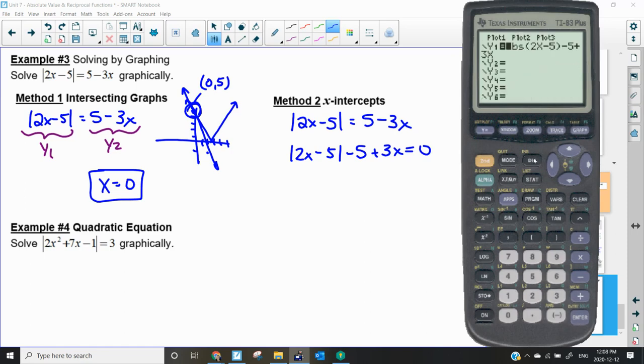The other way to find our x-intercepts is to draw a line at y equals 0. Again, you won't see the line there because it's right on the axis, but we can do our intersection. So second calc 5, enter, enter, enter, and again, it intersects at 0.